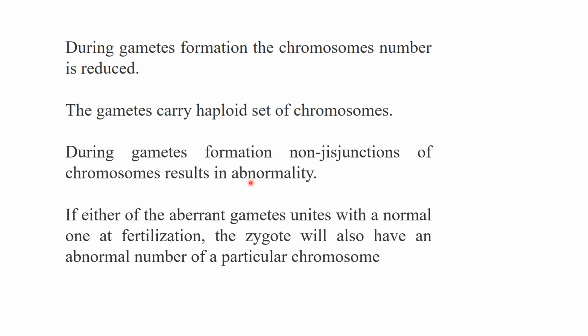Non-disjunction mainly refers to when the chromosomes do not separate. When separation is not normal, the condition is called non-disjunction. If an aberrant gamete unites with a normal gamete at fertilization, the zygote will also have an abnormal number of a particular chromosome.